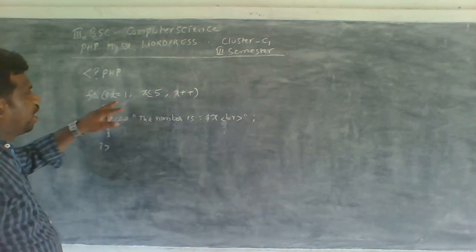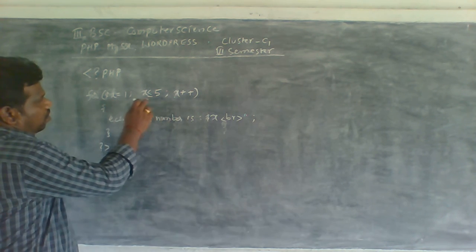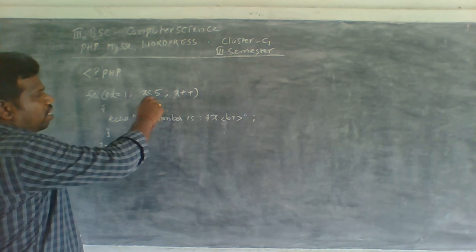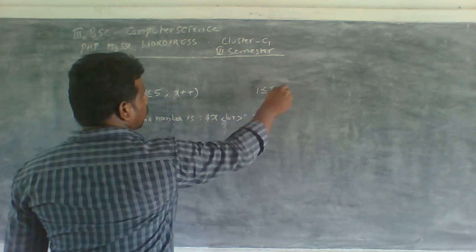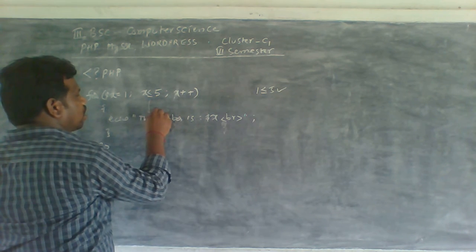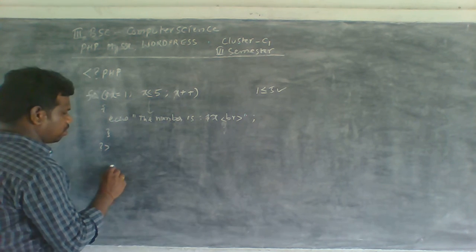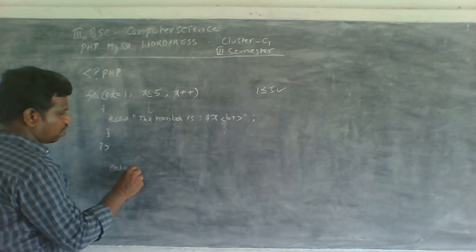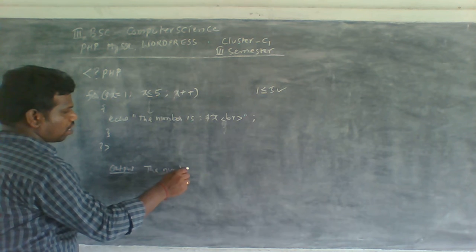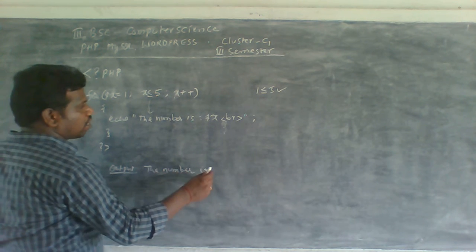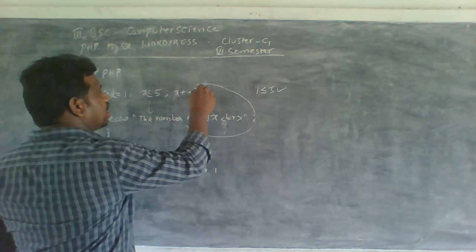Now x is equal to 1, then we check the condition. This is the first expression, this is the second expression, and this is expression 3. Expression 2: 1 less than or equal to 5, the condition is true, so it comes into the loop body: the number is x. That means the output of the program is "the number is 1". Later it goes to the increment operator.